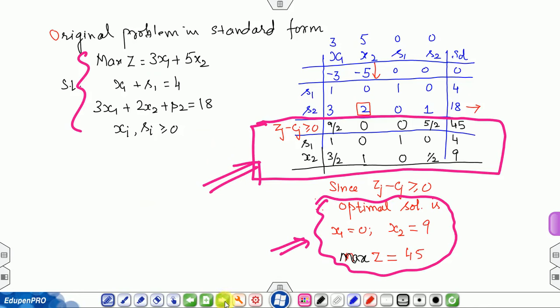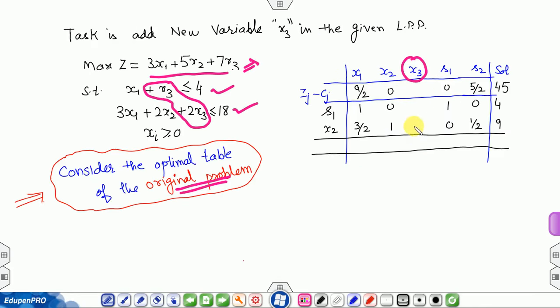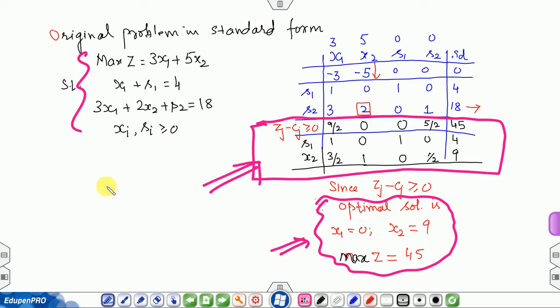So how do we add this new column? It's very simple. Firstly, you have to find B inverse B, that is the basic matrix B. How do you find the basic matrix from the original B? Who makes the I in the original table? If this is the LPP, who makes the I? That is S1. The second column is S2.